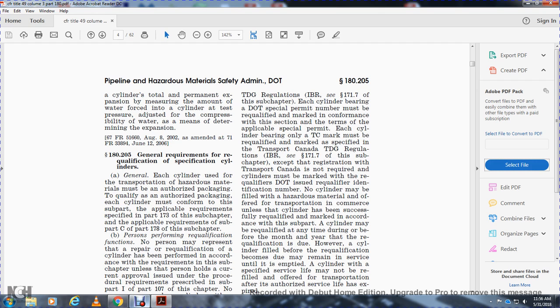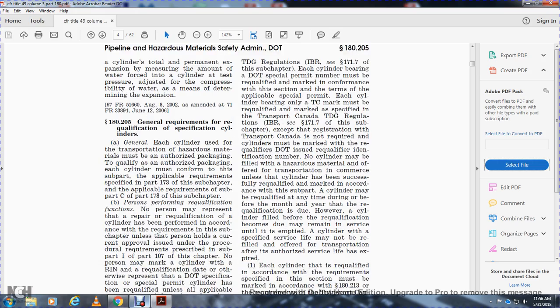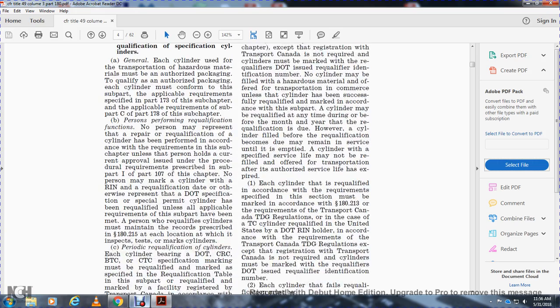A cylinder may be requalified any time before the month and year the requalification is due. However, a cylinder filled before the requalification is due may remain in service until it is empty. A cylinder may not be refilled and offered for transportation after the authorized service life has expired.